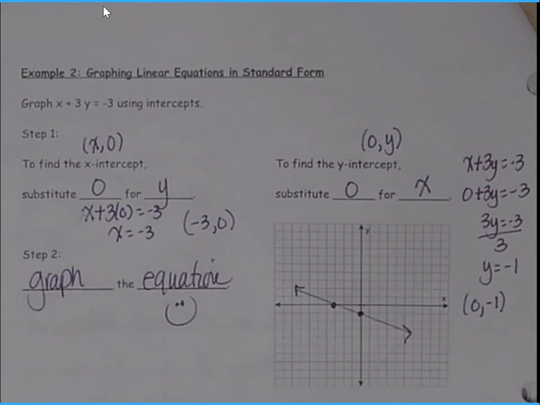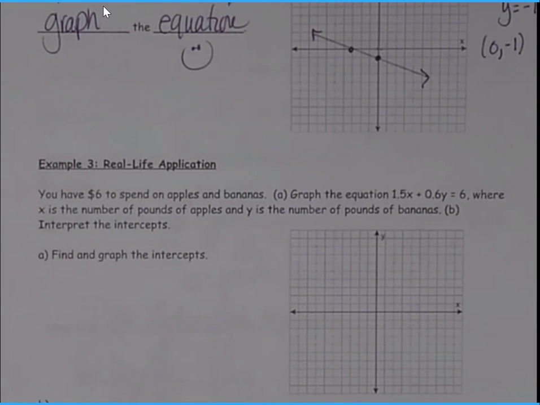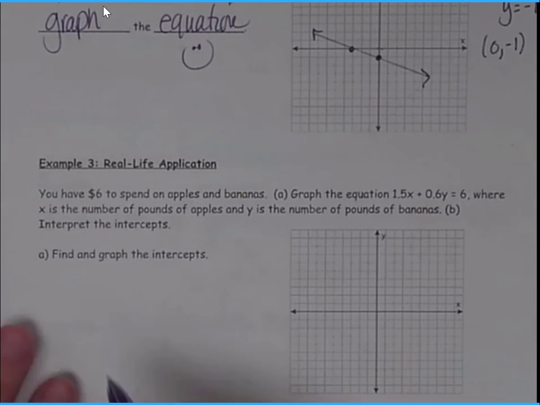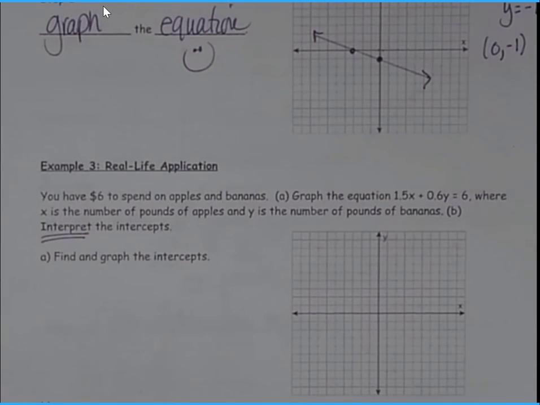So let's take a look at a real life example here. You have $6 to spend on apples and bananas. Graph the equation where x is the number of pounds of apples and y is the number of pounds of bananas. Then interpret the intercepts. That doesn't mean tell me what they are, that means explain what that number might be.